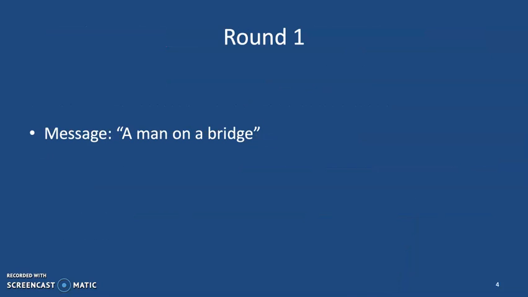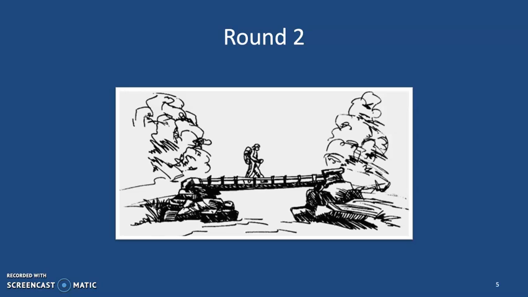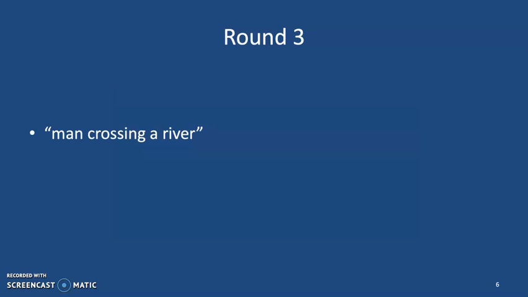So, for instance, I might give the person sitting on the left side of the room a message that just reads, "A man on a bridge." That person then has to draw a man on a bridge and hand just that picture to their neighbor. So they might draw this. So there's a man on the bridge. That next person then has to look at that picture and draw what they think the message is. So that person writes, "A man crossing a river." Technically correct, but also not equal to the original message.